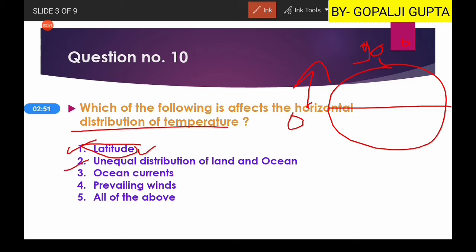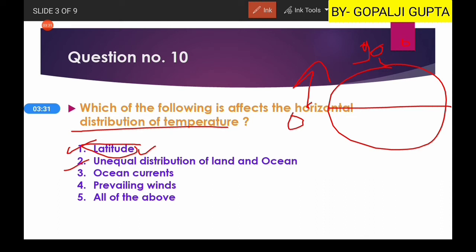Then unequal distribution of land and oceans. Land areas, the rocky areas, heat up very quickly and also cool very quickly, but the oceanic areas, the water bodies, get heated at a very slow rate and also cool at a slow rate. So the differential heating and cooling of ocean and land causes a change in the distribution of temperature.